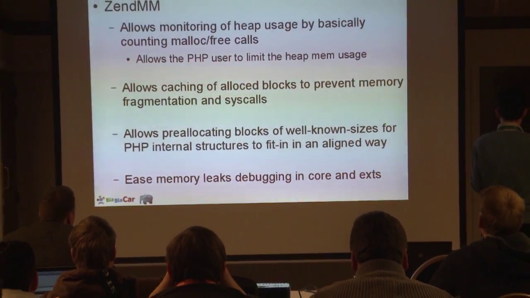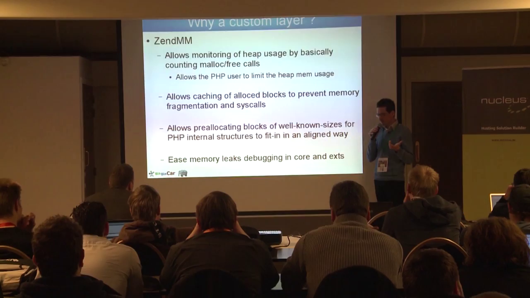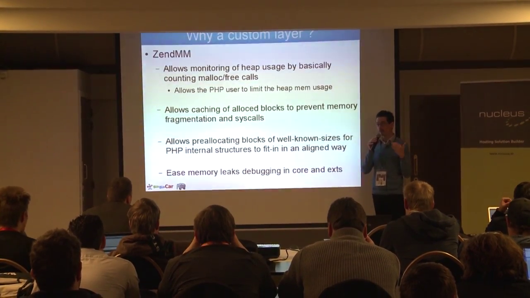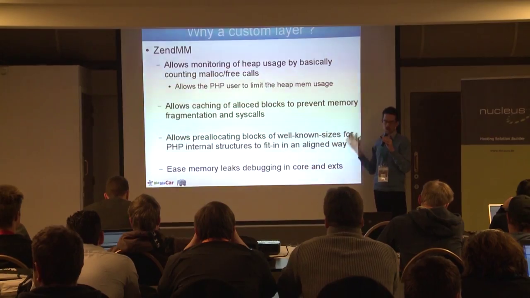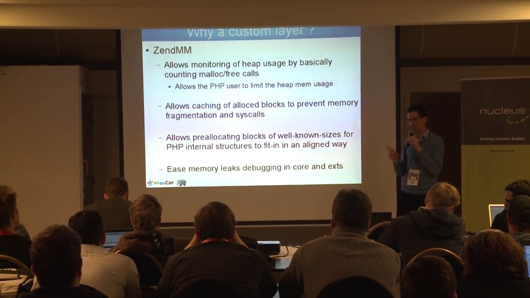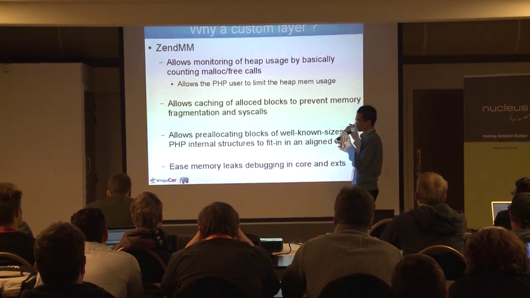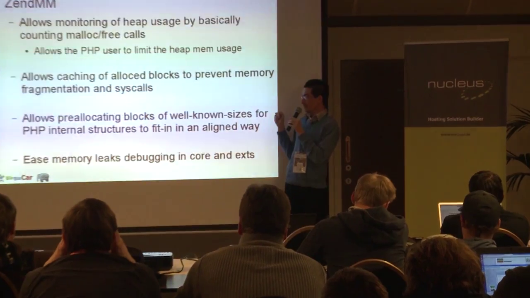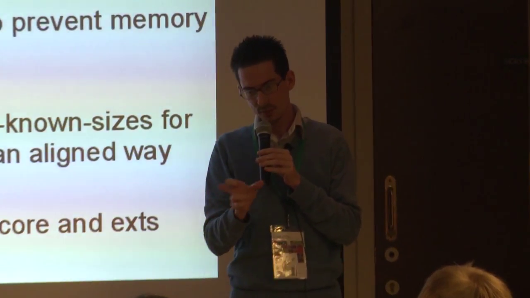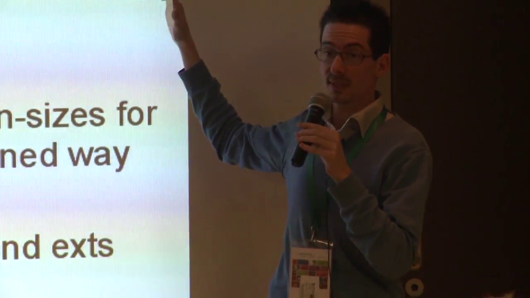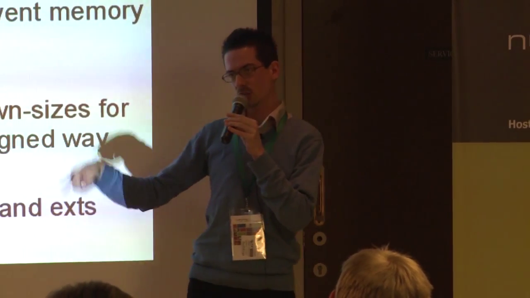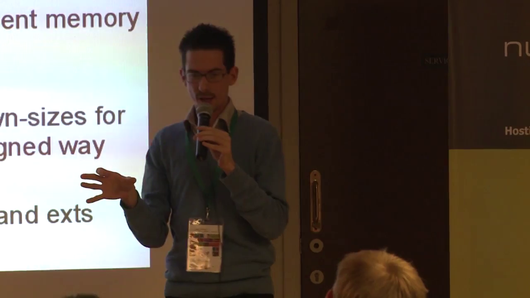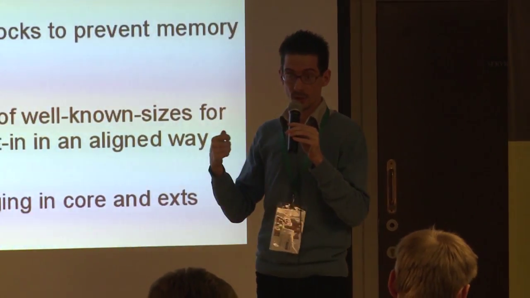Zend Memory Manager is a layer which is responsible for allocating and freeing memory from the C library, and it uses very cool things to cache blocks or to pre-allocate blocks of fixed size we use in the engine, like zvals for PHP variables. Okay, so it pre-allocates some memory, and when you would have called free in C, you call the zend free function, it does not call free every time. It keeps blocks cached and it arranges the blocks in a way that future allocation will be speedier.